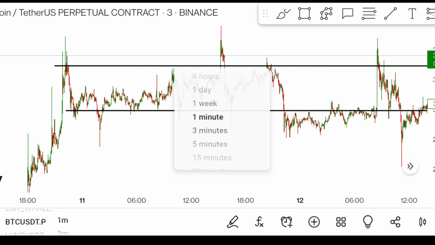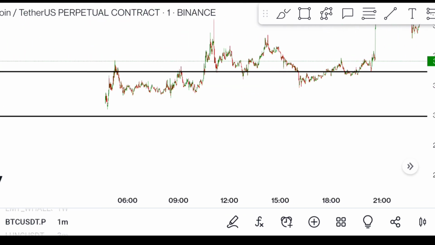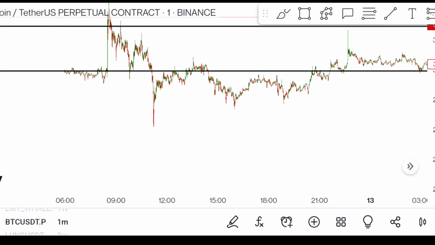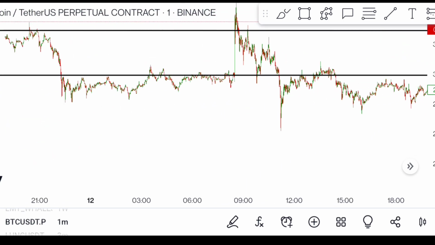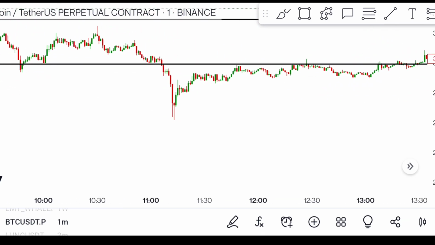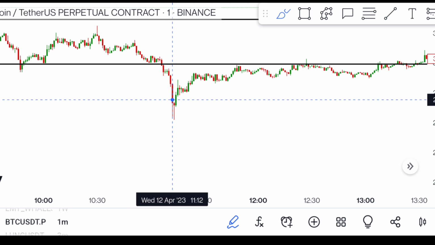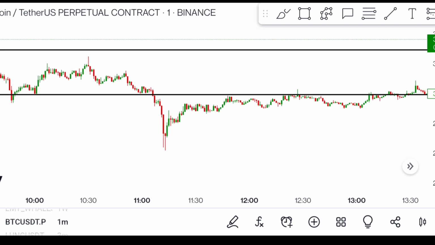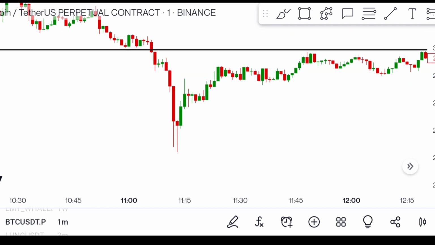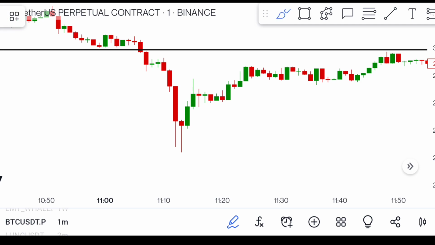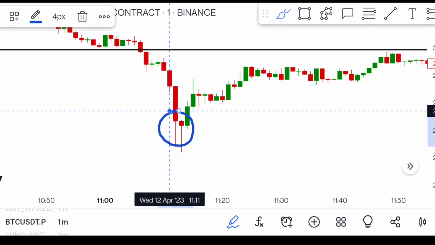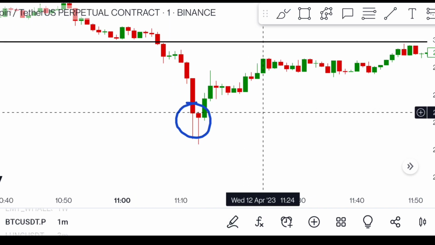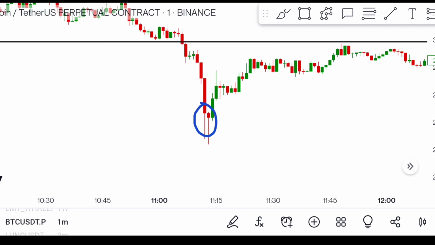Okay, we haven't got any structure on 3 minutes. Now I will use the 1 minute time frame. Okay, so here you can see we got a close below that support line, okay. It came down, we got multiple closes below the support, and then what happened is this candle, this green candle, closed above the down closing candle, okay.